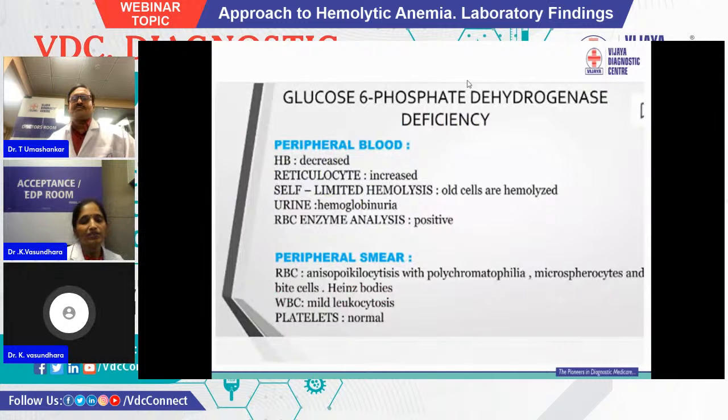In the peripheral blood, you'll see a decrease in Hb, that is anemia, and an increase in reticulocyte count. The urine will show hemoglobinuria. On RBC enzyme analysis, we do a quantitative G6PD enzyme assay, which shows a decrease, so the test becomes positive. In the peripheral smear you will see anisocytosis, polychromatophilia, microspherocytes, bite cells and Heinz bodies.